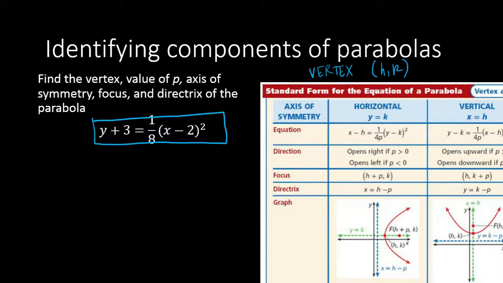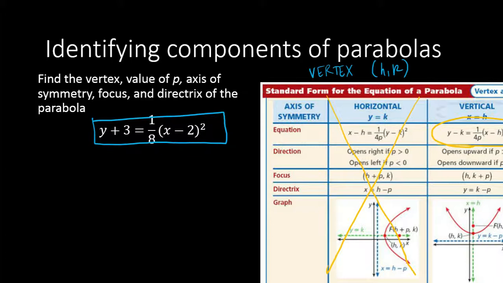So we have to identify first, is this a vertical or horizontal parabola? Well, it starts with a y, and then on the other side of the equal sign we've got a fraction and then an x something. If you notice, it looks exactly like this. So it's a vertical parabola. Notice that the format of this matches the format of my equation. So I can pretty much ignore everything on the left-hand side, and I'm going to focus on the right-hand side of this table.